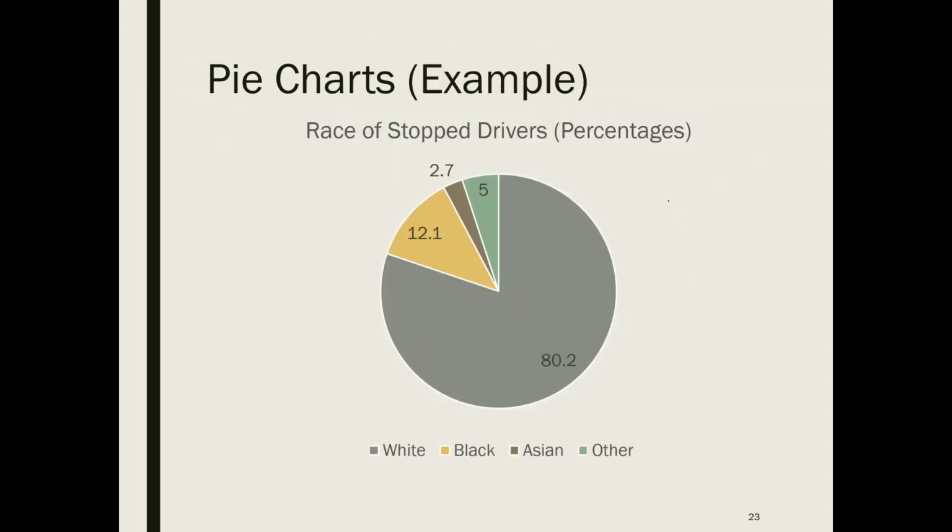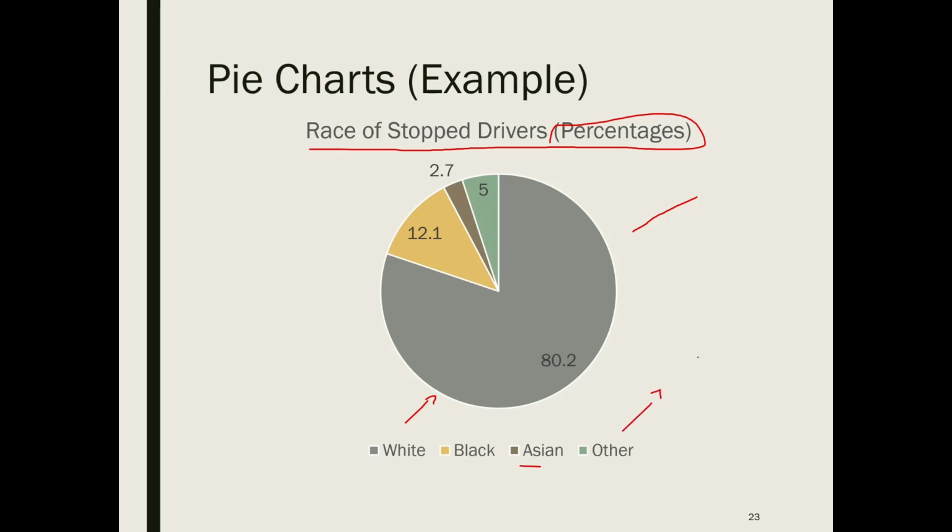The easy way to see that is just a pie chart, right? It's very easy to read. It's like the race of stop drivers based on the percentage. So you will see like here we have 80 percent stop drivers are white, about 12% stop drivers are black, 2.7 are Asian, and also we have 5% are some other races, right?